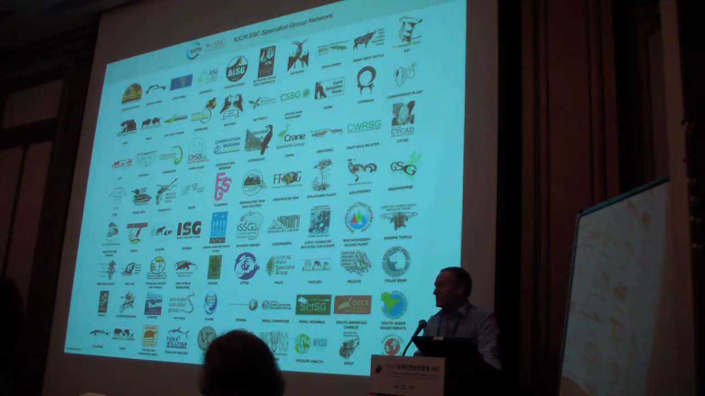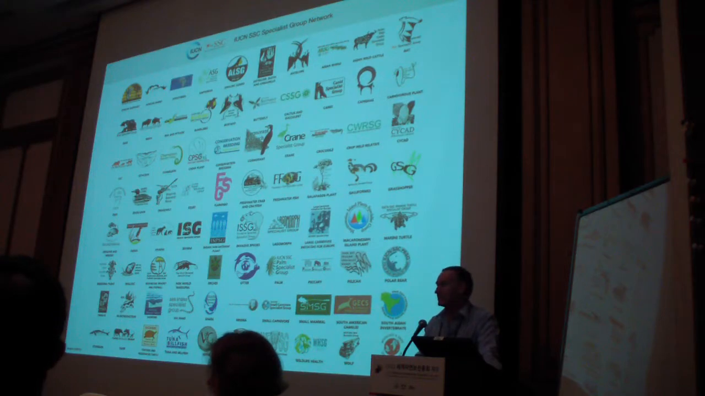But of course, behind all these partnerships, there are huge networks of people gathering all the data, and that's a vital part of the whole process. Having these networks of scientists around the world gather the information, compile it all, and come up with the assessments and put it all into the Red List. And this is all the range of the Species Specialist Groups that we have within SSC that contribute to the process.